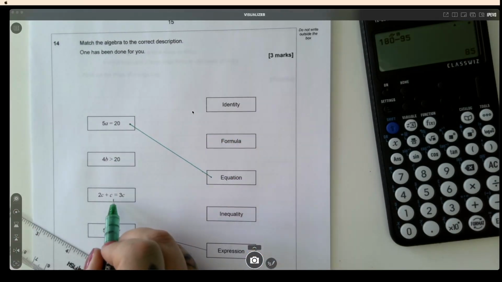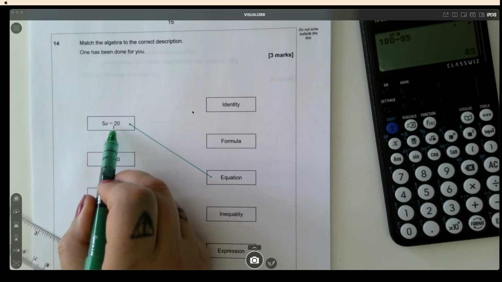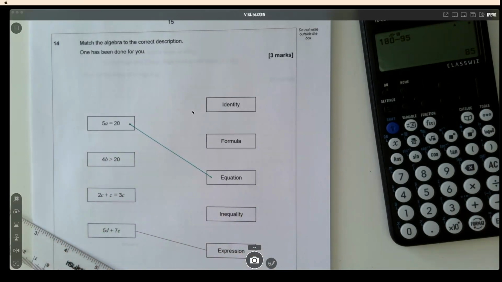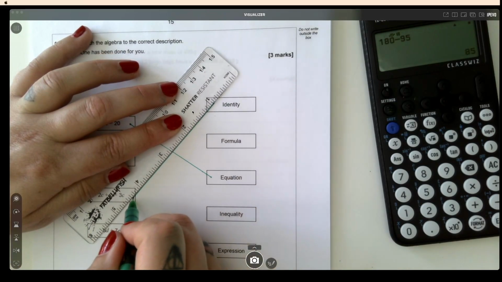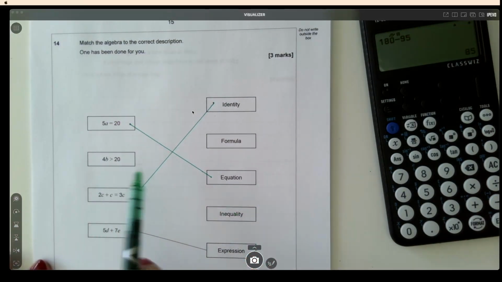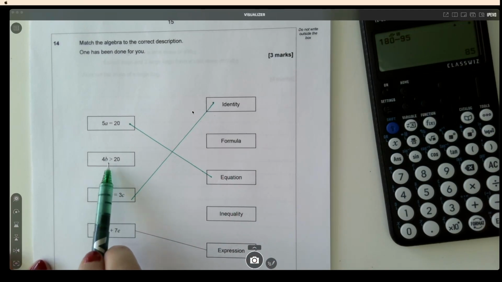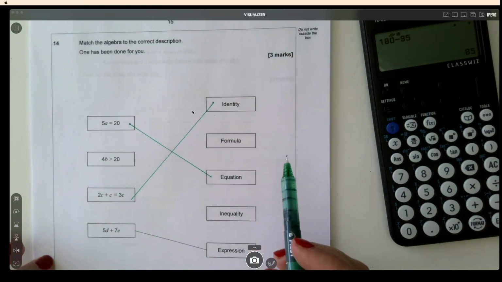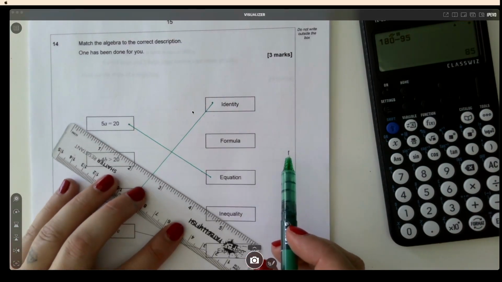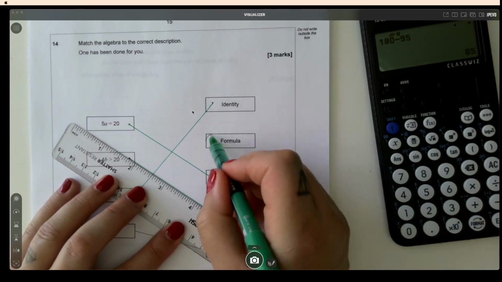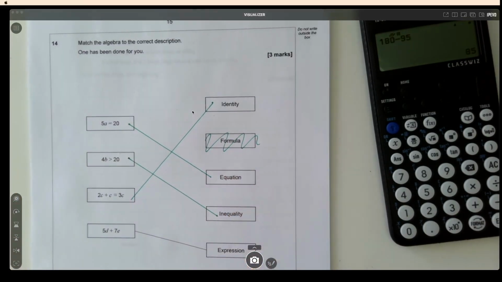Now we just mentioned 3 lines here, so 2 lines is equal to, 3 lines is identical to. If you have those 3 lines, it means it's an identity. What that's saying is 2C plus C is the same as 3C. Well, it is, because 2C plus 1C is 3C. So we're going to match that to the identity. Now it's the last one. Is it a formula or an inequality? Well, we're using a greater than symbol. If we use any of the less than, greater than, less than or equal to, greater than or equal to symbols, it is an inequality. So we didn't need to use the formula box for this question.